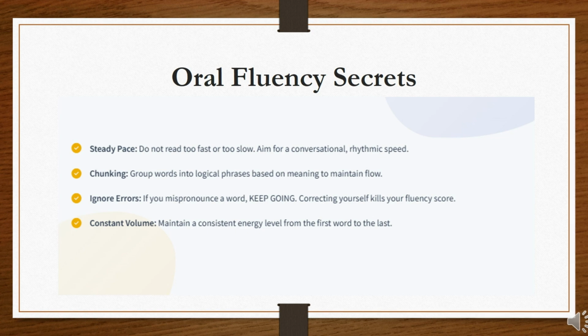Ignore errors. If you mispronounce a word, keep going. Correcting yourself kills your fluency score. If you make an error, you just skip that word or you don't correct yourself, just maintain your flow and move on. Constant volume, maintain a consistent energy level from the first word to the last. I know this seems a bit harsh and too critical for a new beginner that is preparing for the PTE test. You need to achieve this with consistent practice, and it is totally achievable.